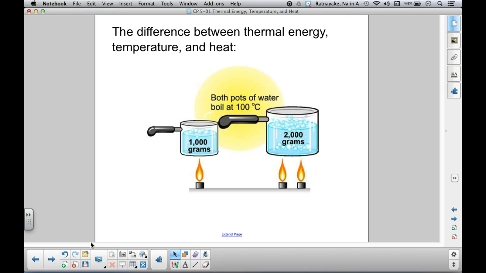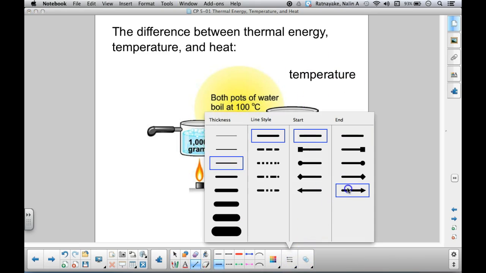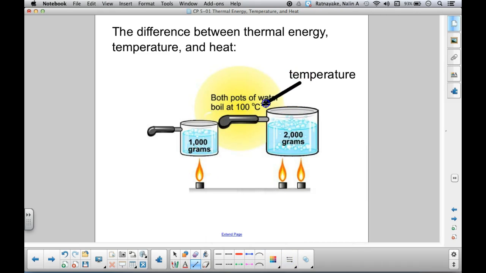So this diagram shows two pots of water, and this pot here on the right has far more water. It has twice the water as the pot here on the left. Now, both of these pots of water we're told boil at 100 degrees Celsius. This is actually the temperature at which pure water boils. So here we have an example of what temperature is. Okay, we are measuring a temperature in both of these pots.